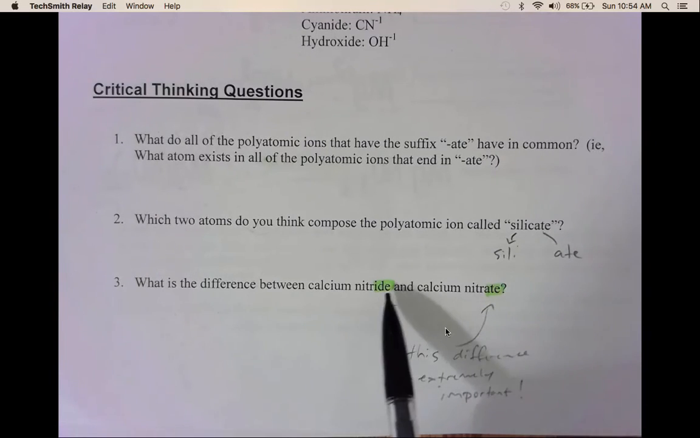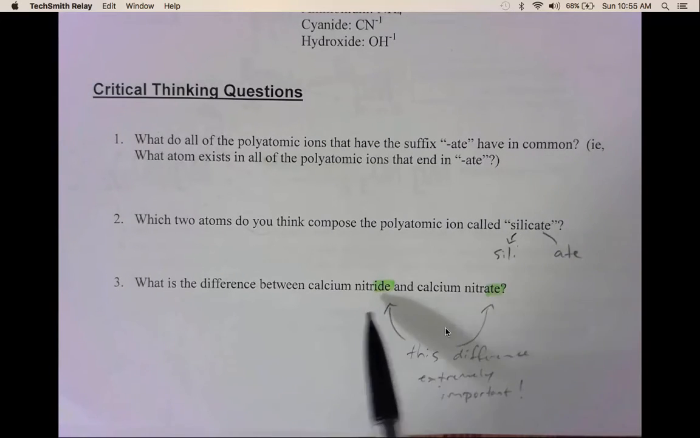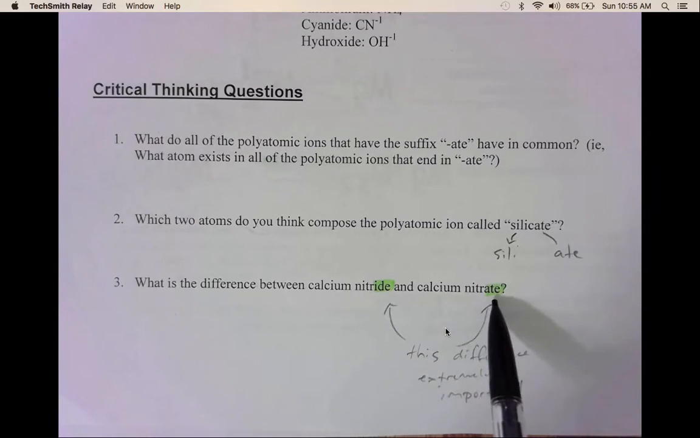when we are writing formulas with polyatomic ions. You will have to be able to know the difference when it's just a regular ion and when it is a polyatomic ion. This is the difference. It's a regular ion when it ends in "ide." It's a polyatomic ion when it ends in "ate."